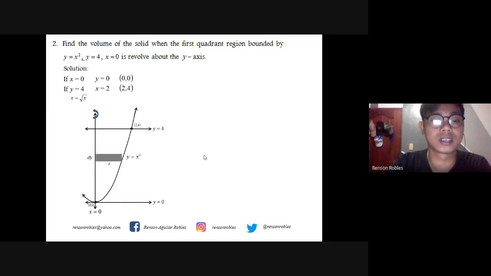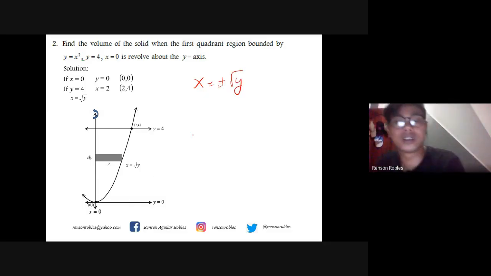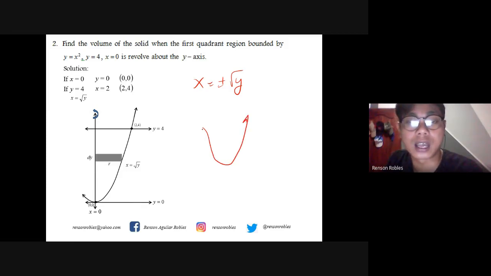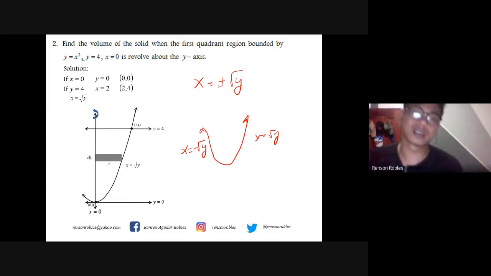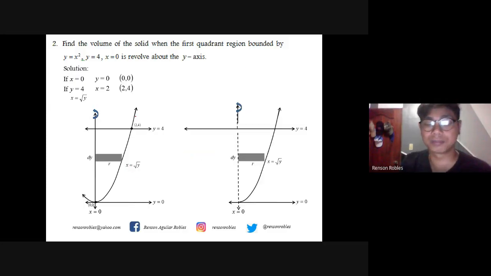And in this case, you can no longer use y equals x squared. Why? Because the element is horizontal. So you have to change this into x equals square root of y. Sir, why is it not plus minus the square root of y? Because we're only using the first quadrant region. So when you take the whole parabola, this is your x equals square root of y, and then the left portion is your x equals negative square root of y. So that's why we're only using x equals square root of y. And this is the solid.